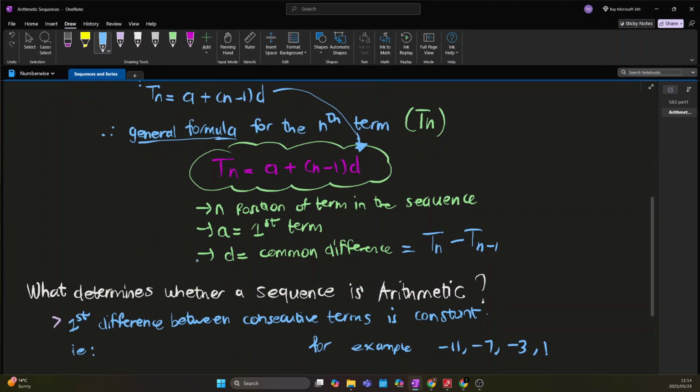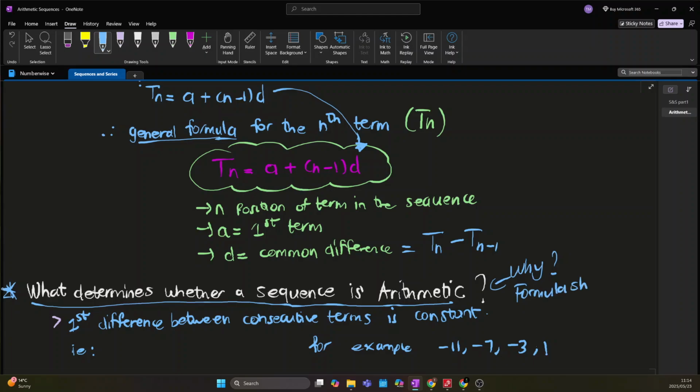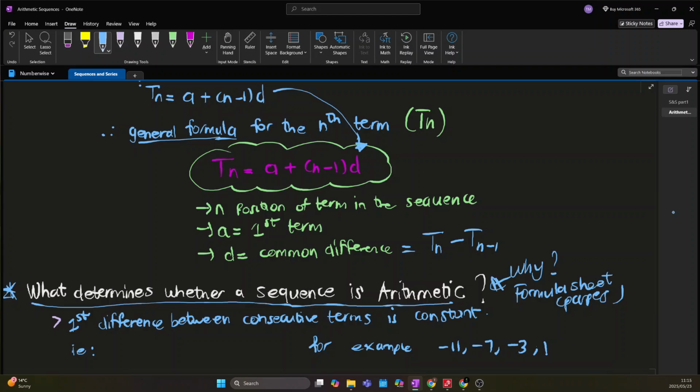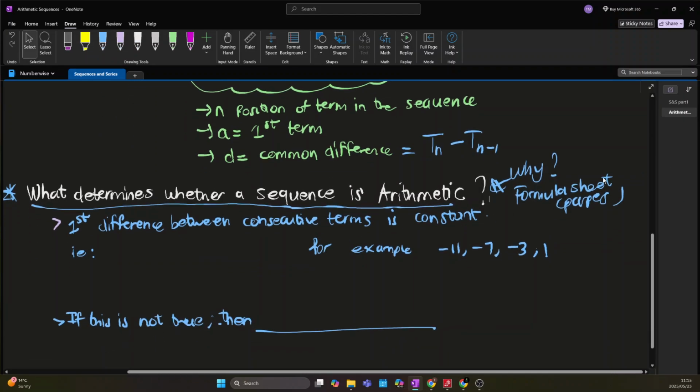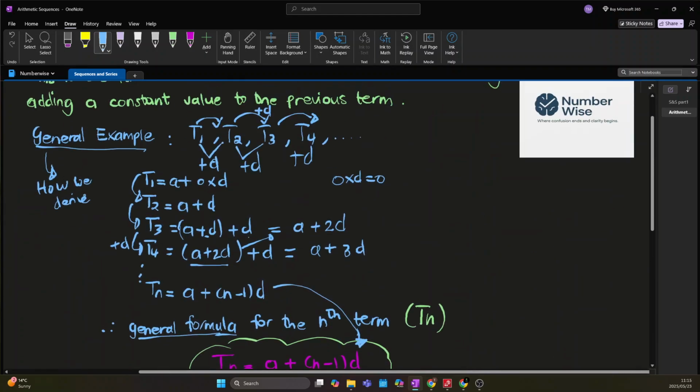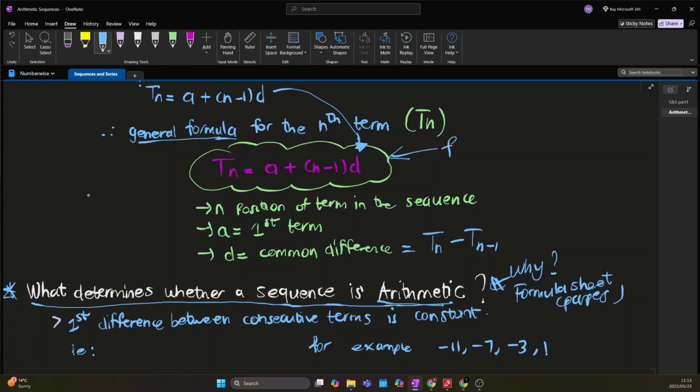This comes to the question that we have here: what determines whether a sequence is arithmetic? Why is this important? Because we have a formula sheet at the back of our papers, and we need to know how to apply it. So how do we know which formula to apply? We actually have a test that we use to determine whether a sequence is arithmetic before we use this formula. You're going to find it in your formula sheet.